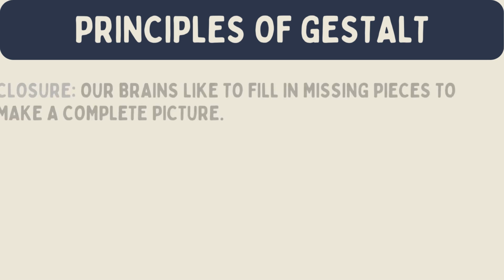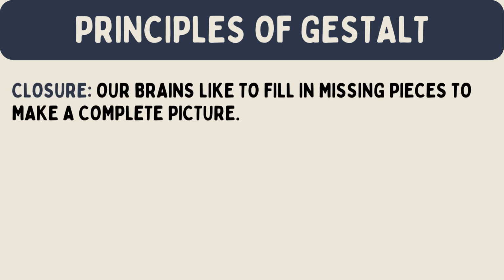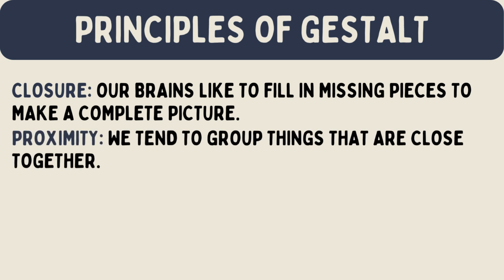1. Closure. Our brains like to fill in missing pieces to make a complete picture. For example, if you see a circle with a small part missing, your brain will still see it as a circle. 2. Proximity. We tend to group things that are close together.